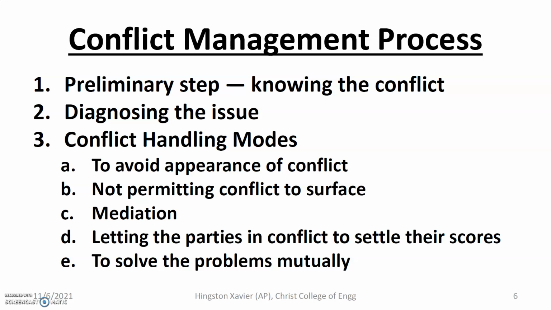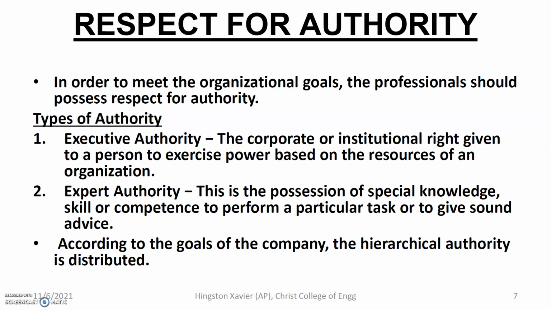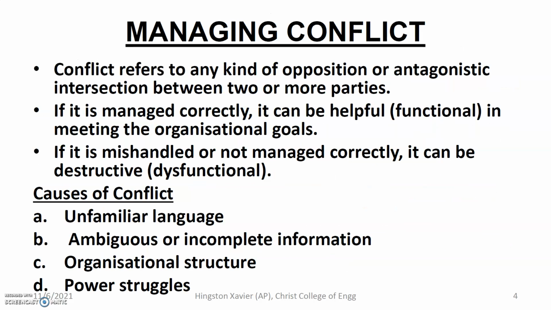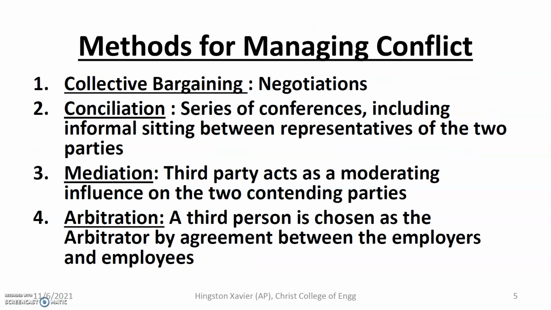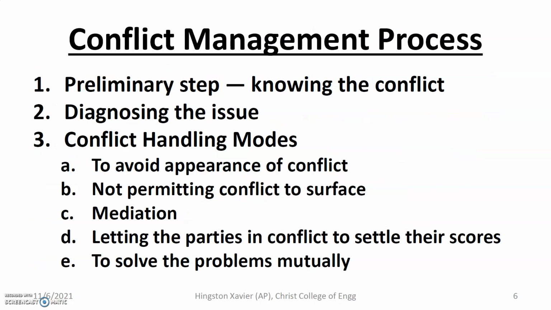Okay. Fourth one is letting the parties who are in conflict be allowed to settle the situations or problems. And the last thing is to solve the problems mutually, under definite support from the leaders. Okay, so that is about managing conflicts, methods for managing conflict, then the causes of conflict, and the last one, the conflict management process.